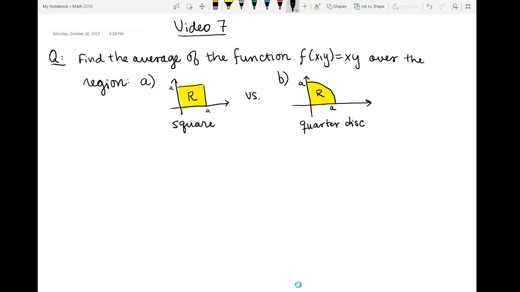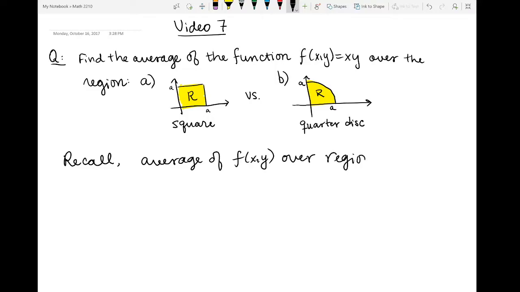So let's first recall what we mean by the average of a function. Recall, the average of the function f of x over a region R is given by the following. It's equal to the double integral over the region of f of x, y with respect to the area, and then we're going to divide that by the area of the region.